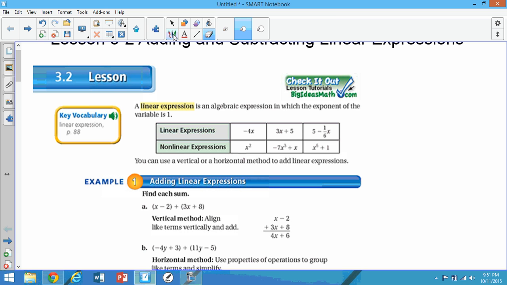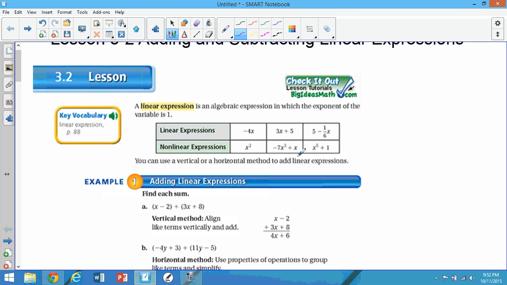If you have a variable in an expression that has an exponent, like this one, x squared, or this one, x cubed, or this one, x to the fifth, those are non-linear. That means it will not be a straight line. When you graph it later on in algebra, you're going to find out that that's not a straight line. So we're looking at ones that are linear, which means they only have a variable with no exponent. They can have multiple variables in it, but it means it doesn't have any exponent.